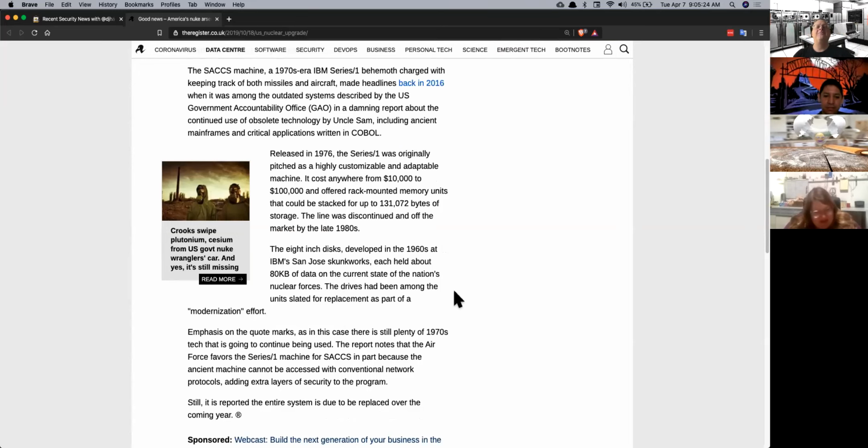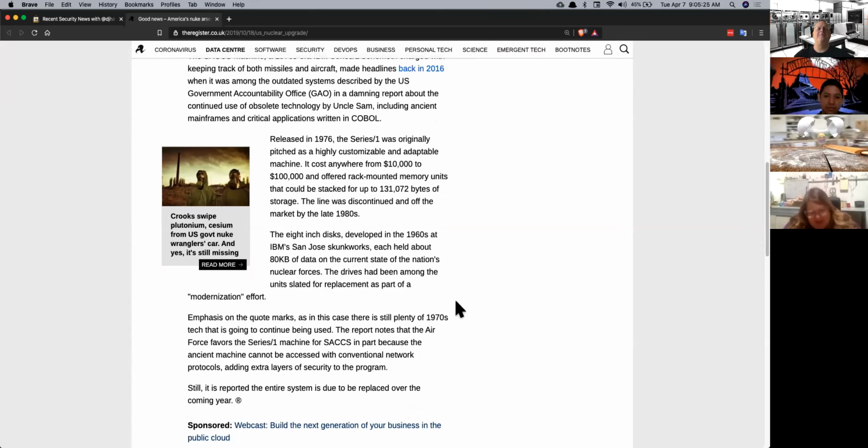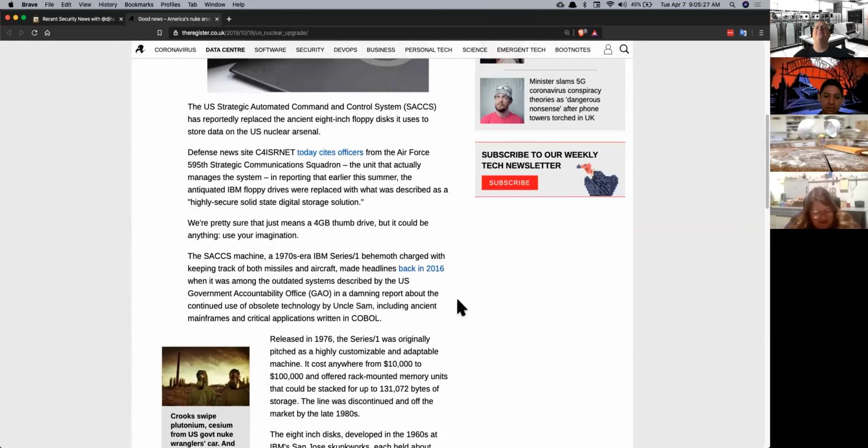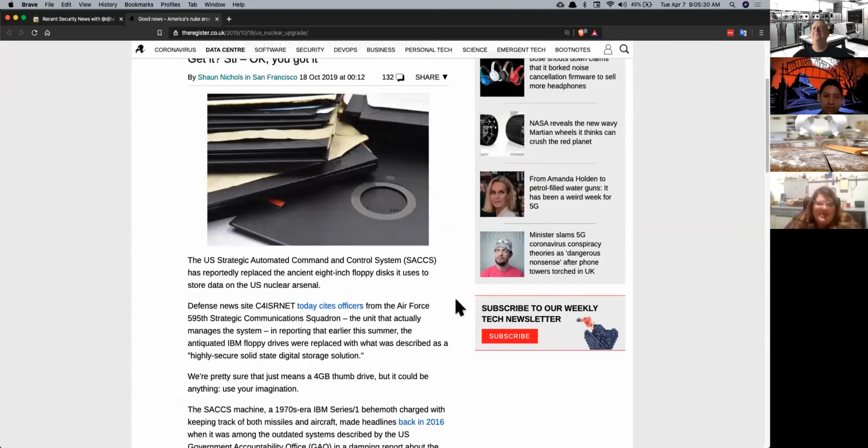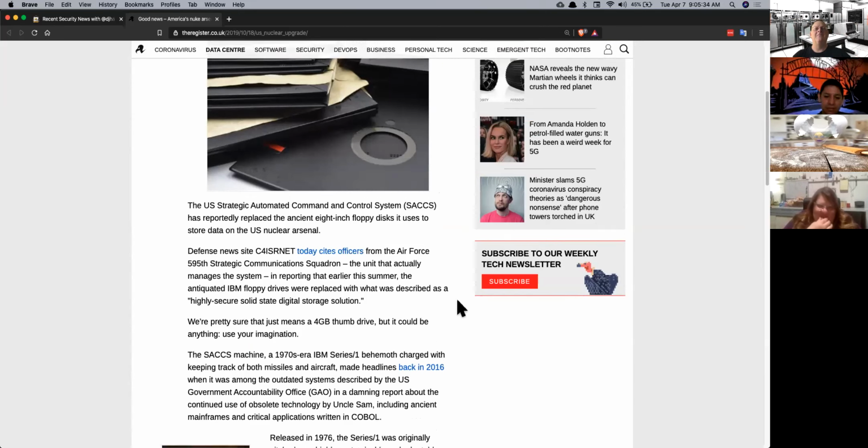So apparently they finally got off of this, but I thought it was interesting that the one line that really jumped out to me from this article was that the Government Accountability Office released a damning report about the continued use of obsolete technology by Uncle Sam, including ancient mainframes and critical applications written in COBOL. 6 months later, you can see how well that's working out.